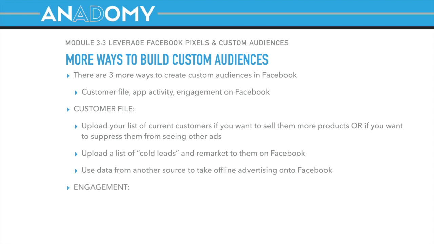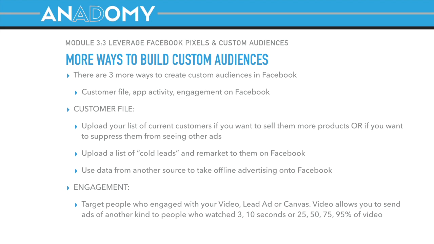Another way to create custom audiences is based on engagement. You can target people who engage with your video, your lead ads, or your canvas. Specifically inside of video ads, this video custom audience allows you to send ads of another kind to people who watch specific amounts of your video, 3 or 10 seconds, or you can even select a percentage, 25%, 50, 75, or 95% of your video. Now, Facebook delivers video content very indiscriminately. What this allows us to do is create a lot of impressions with a video for a very inexpensive amount of money. Being able to target people based on their engagement with your video is a very good way to create a list of people who have some familiarity with what you do and then send them a more specific offer.